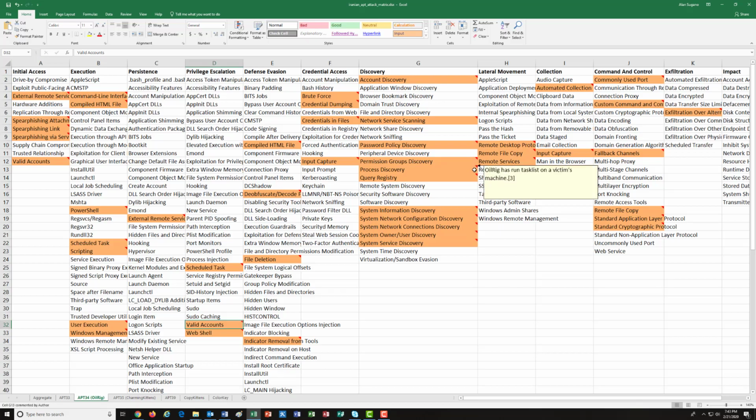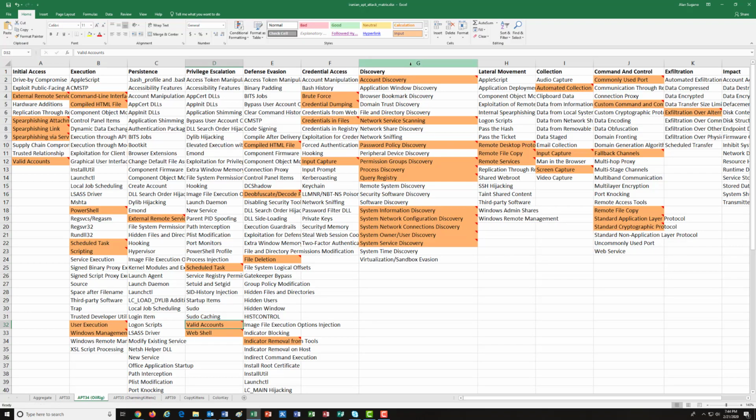For process discovery, they ran tasklist on a victim's computer that was compromised. They also queried the registry, looking at the key current user software Microsoft terminal server client default on a victim computer. For system information discovery, they ran hostname and systeminfo on the victim, which is pretty innocuous usually, and ipconfig to get the configuration of the network.